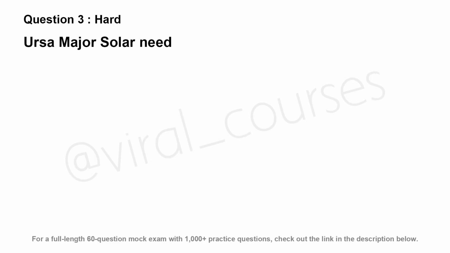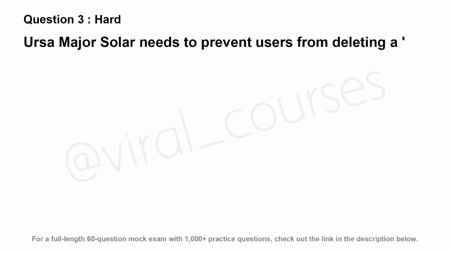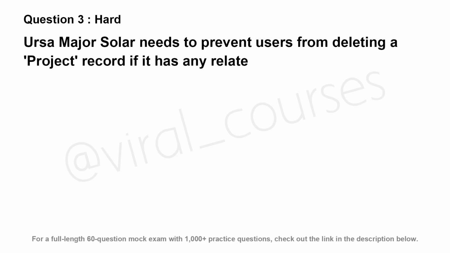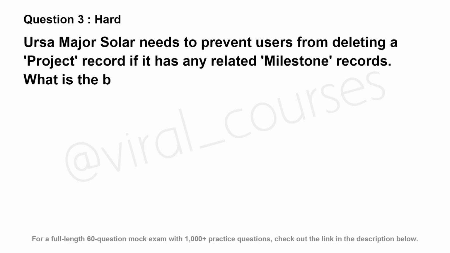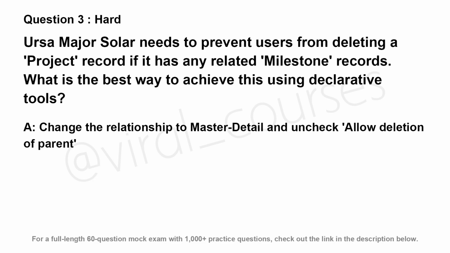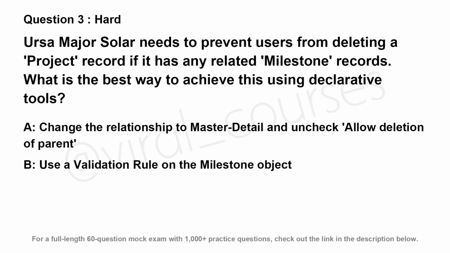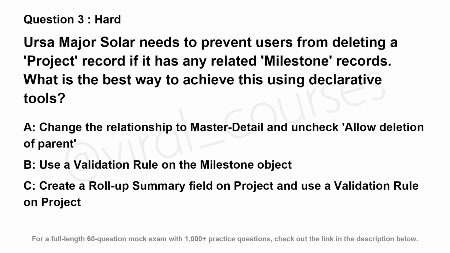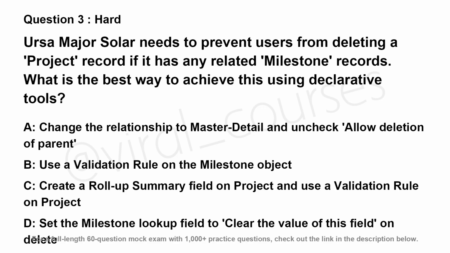Ursa Major Solar needs to prevent users from deleting a project record if it has any related milestone records. What is the best way to achieve this using declarative tools? Option A. Change the relationship to master detail and uncheck allow deletion of parent. Option B. Use a validation rule on the milestone object. Option C. Create a roll-up summary field on project and use a validation rule on project. Option D. Set the milestone lookup field to clear the value of this field on delete.